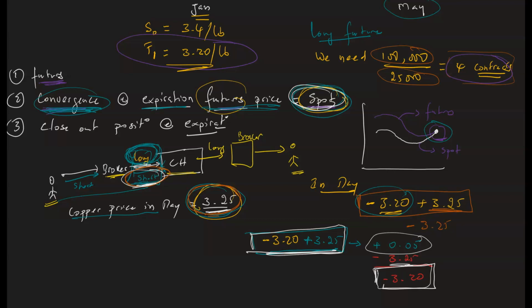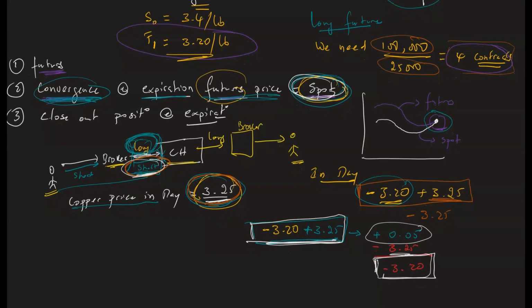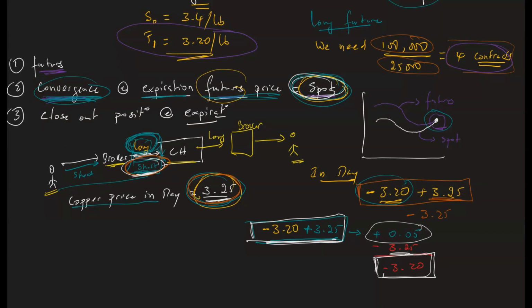Now, let's take the opposite scenario, and let's say the price of copper instead was not $3.25, but the price of copper was $3.05. So let's say the price of copper changed. In May, it's not $3.25 anymore. It is now $3.05 in May.